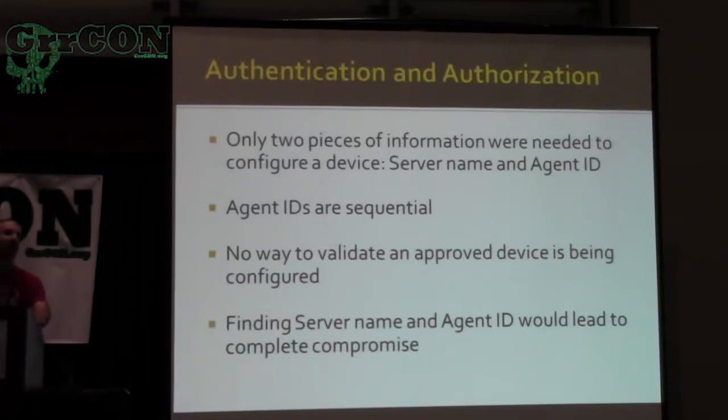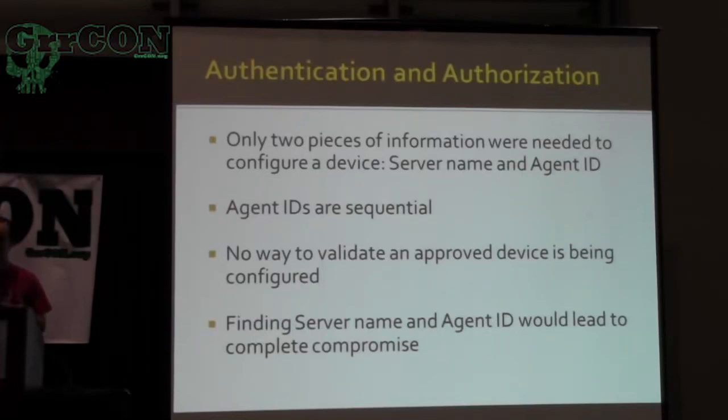First piece, authentication and authorization. After you downloaded the application, you only needed two pieces of information to set it up and start working. That was the server name and the agent ID. The server name was specific to the company, okay? And the agent IDs were 5-digit numerics that happened to be sequential. So in our first round of 250 clinicians, whatever the first one was, the last one was 250 above that.